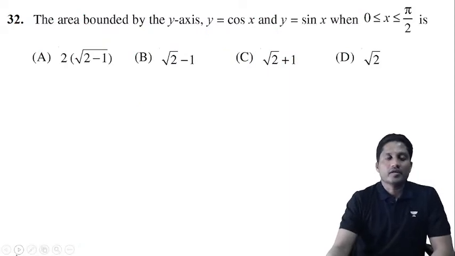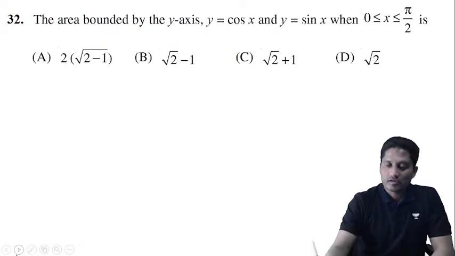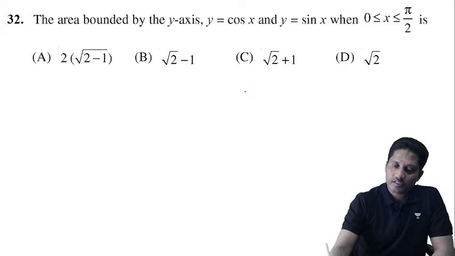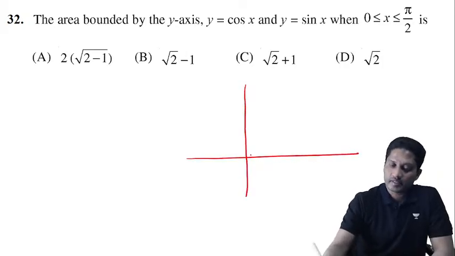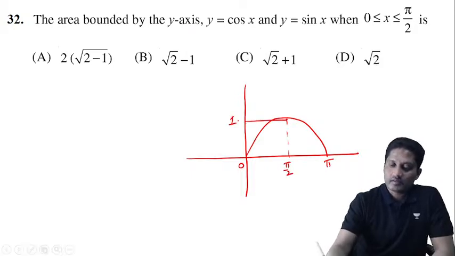Alright, area bounded by cos and sine, x is equal to 0 to pi by 2. We have done this before as well. It was asked in the previous year KCET paper. Sine 90 is 1, the maximum value is 1, and cos 0 is 1, cos 90 is 0. Cos and sine will cut at pi by 4.